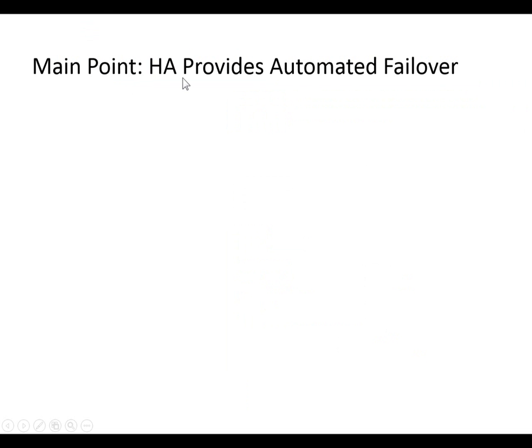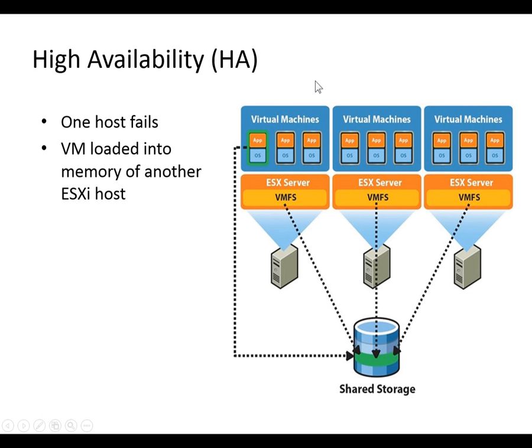The main point is that vSphere High Availability provides automated failover, meaning if one host fails, then the virtual machines are loaded into memory of another ESXi host. And this concludes our section on configuring high availability.